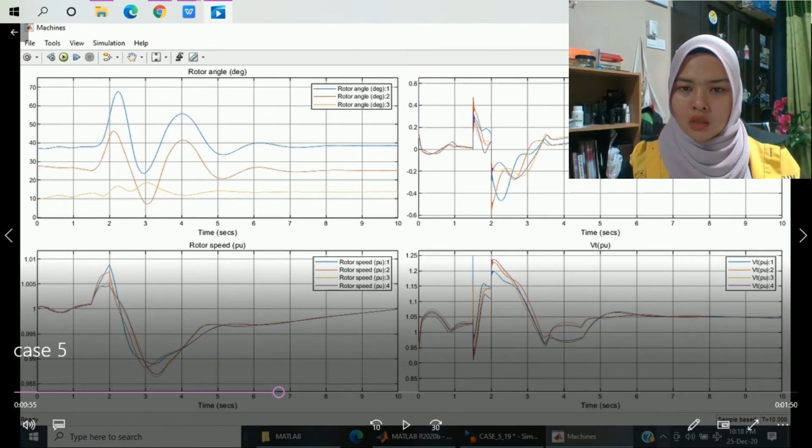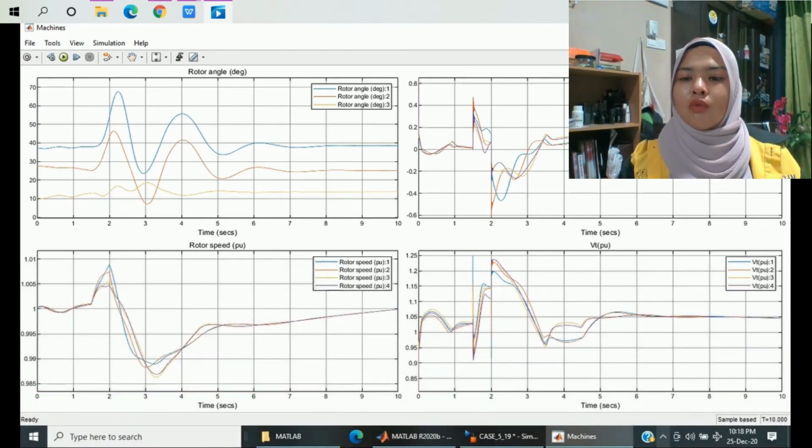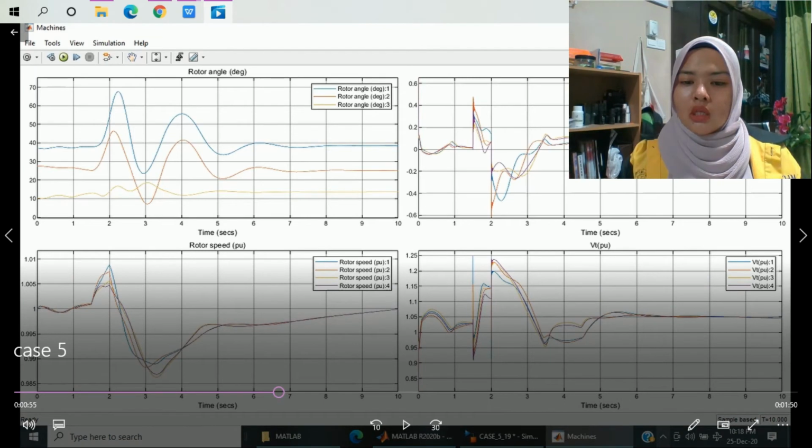Alright, so we move to the PU graph. At the beginning it is unstable and there is an increment at the top of the graph, and at the bottom of the graph there is an increment but in decrease mode, and then unstable mode between 2 and 4 seconds, and then it started to stabilize. For the voltage, it is unstable, there is an increment, and then it started decreasing slowly, and at second 6 it started to stabilize.